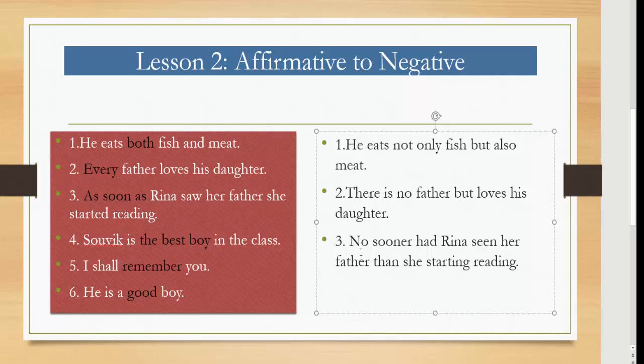As soon as, no sooner had instead of as soon as. Then the noun, Rina. Next, the verb participle: saw, the participle is seen. No sooner had Rina seen her father. Next, then she started reading. No sooner had Rina seen her father, then she started reading. In this way, you can change this sentence to negative. Next, number 4.